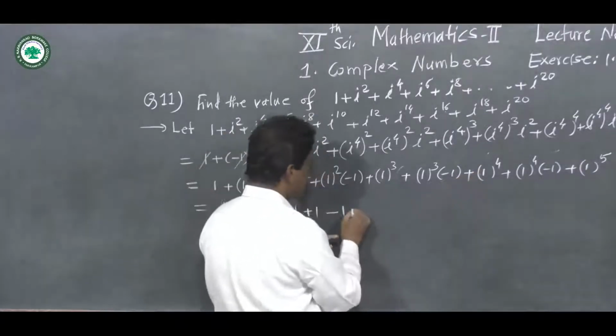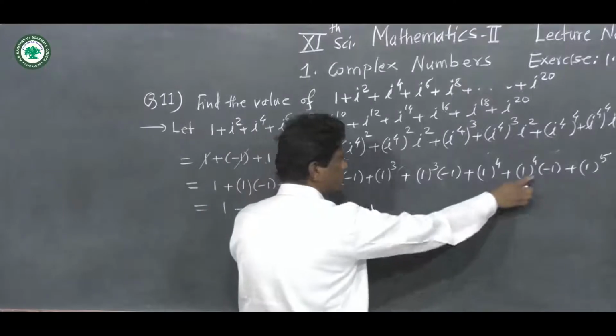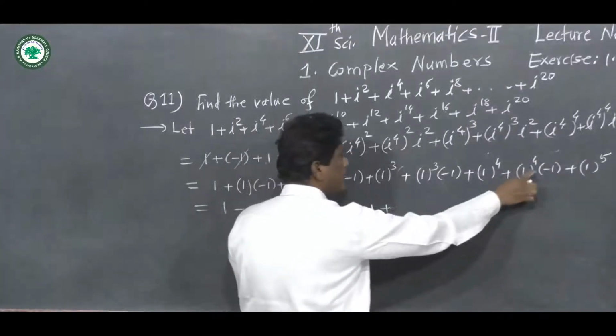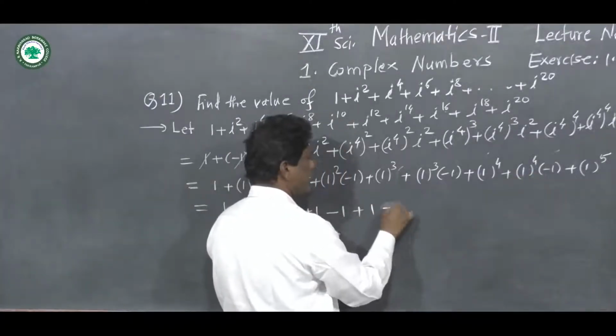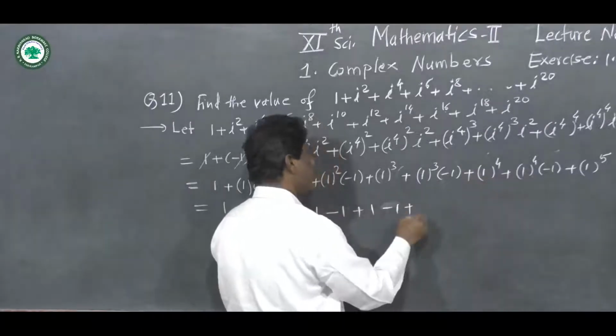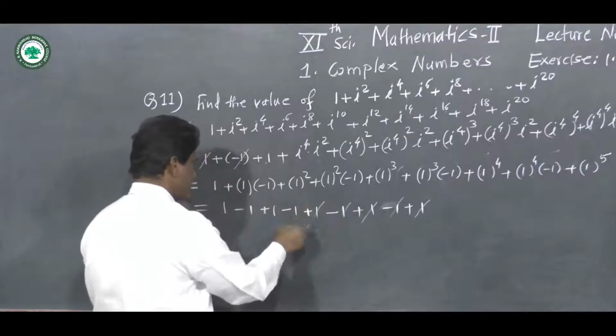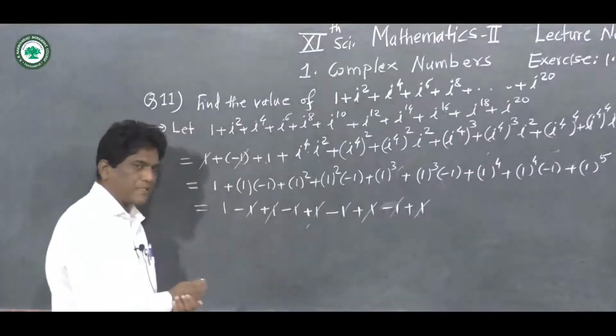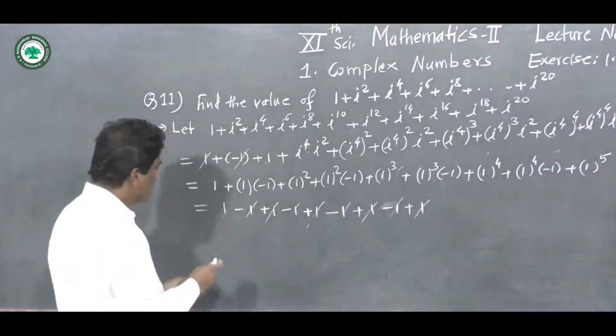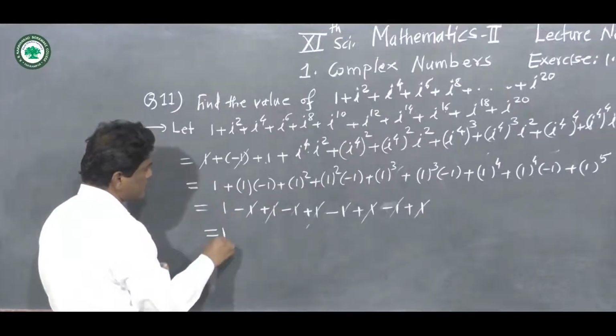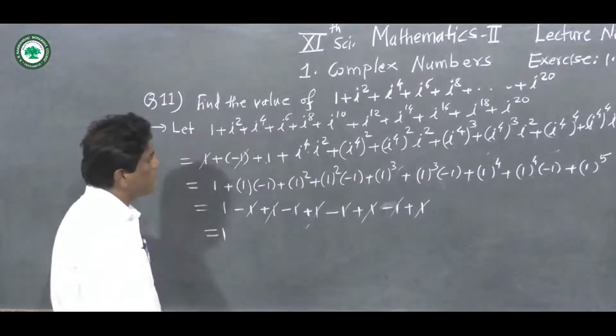Now this term plus 1 to the power 4 is 1. Now this term 1 to the power 4 is 1 into minus 1, it is minus 1, and last term 1 to the power 5 is 1. Now this plus 1 minus 1 plus 1 minus 1 plus 1 minus 1 get cancelled. Every term gets cancelled, only 1 remains here, and so it is equal to 1. So the value of this problem is 1.